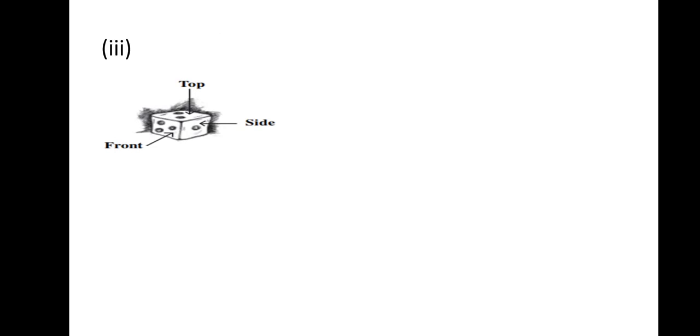Looking at this dice, you must have used it in playing Ludo or any other game. Then what will be the top view, side view and front view of this? So front view, obviously, if I am looking at this from the arrow which indicates the front view from this side, then it will have 3 dots. Side view will have 1 dot, and top view, obviously, will have 2 dots. It is quite clear in this figure.